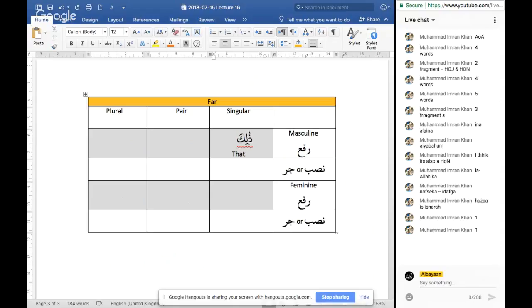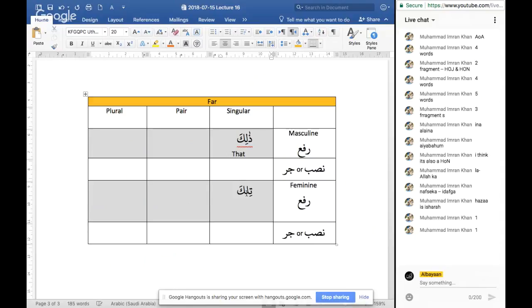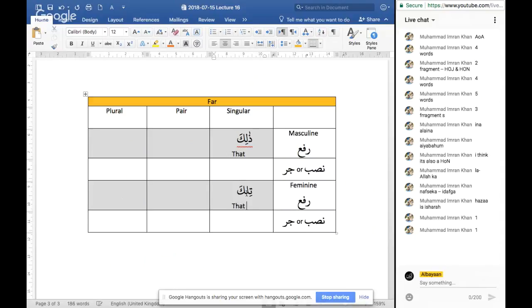The feminine counterpart to zalika is tilka, you all also know this. You have read this in the Quran, right? Tilka. That also means that, but feminine. Zalika and tilka. Zalikal kitabu la rayba fi. Alif lam mim. Zalikal kitabu la rayba fi. That is the book. There is no doubt about it. So zalika and tilka. You have read this quite a lot in the Quran.